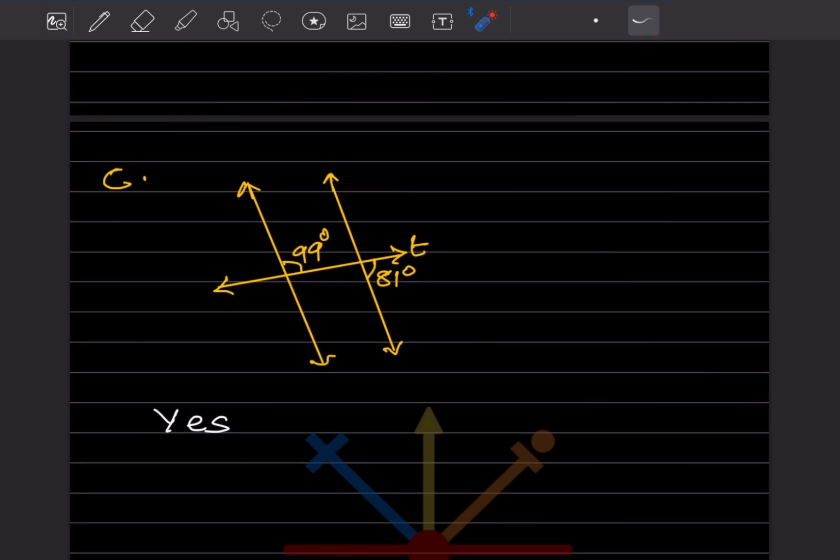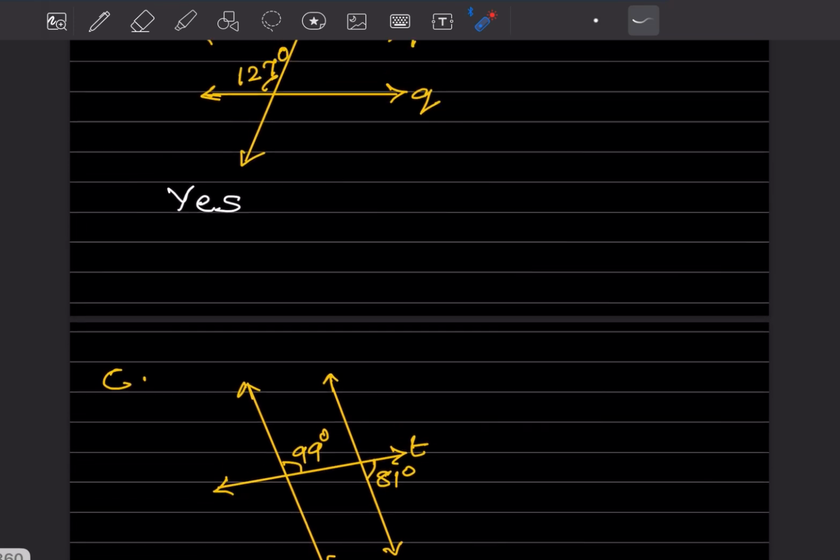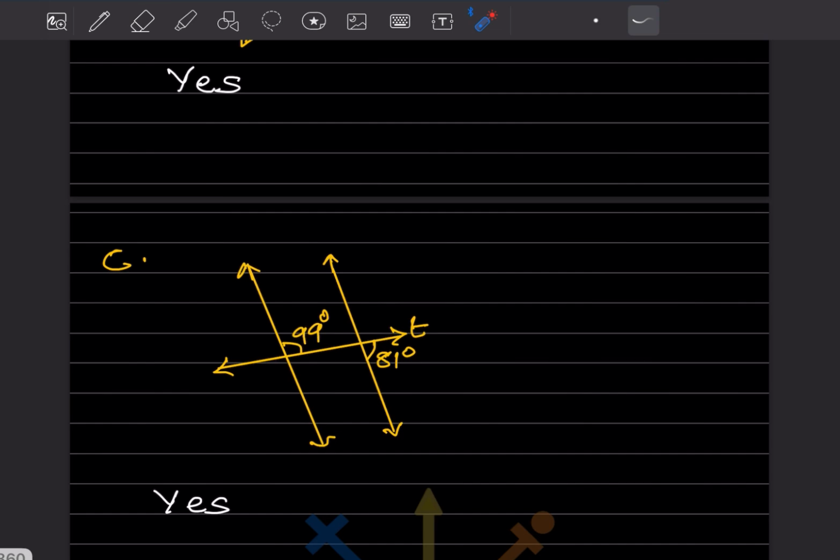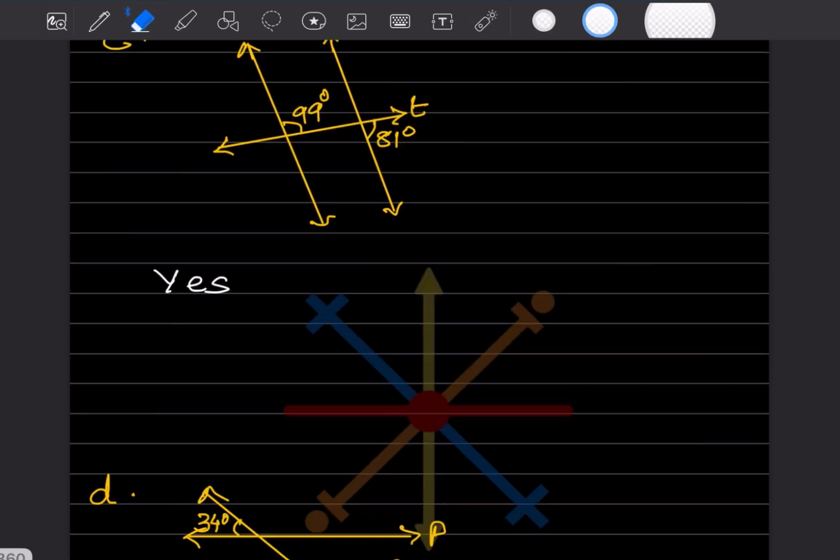Now for this one, we can consider this P and Q. This is a transversal. Now this is 99. If this together is going to be 180, then this is going to be 81 degrees. So 99 plus 81 is 180. This will be 81, and this also will be 81, meaning these are corresponding angles. So this is going to satisfy. So we can say yes.